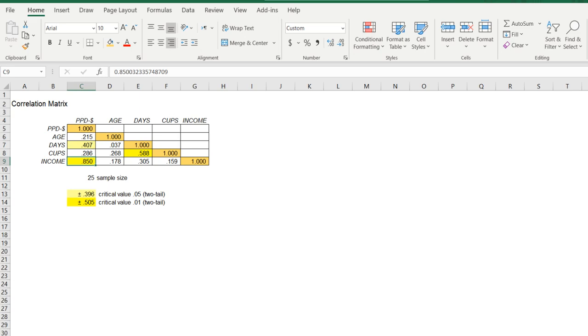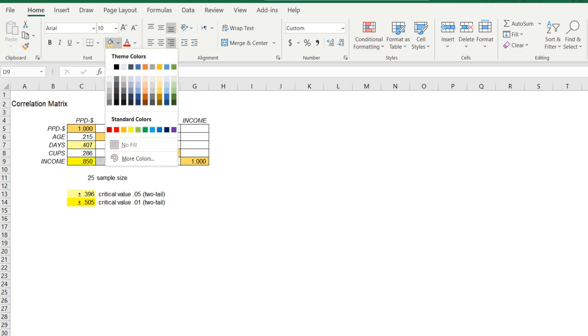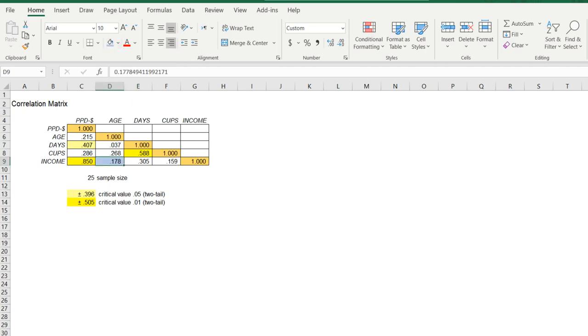The correlation between independent variables, we don't want those to be high. For example, the correlation between age and income is 0.178. Now I'm going to highlight these in a different color, maybe light blue. And of course this matrix is symmetric. I'll explain what I mean in a moment.